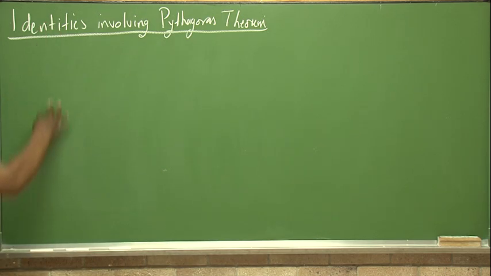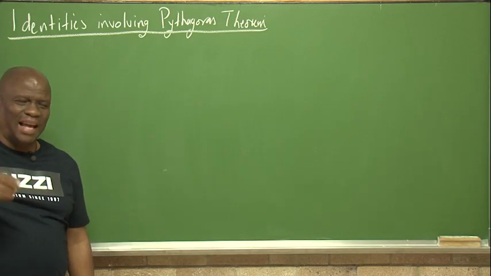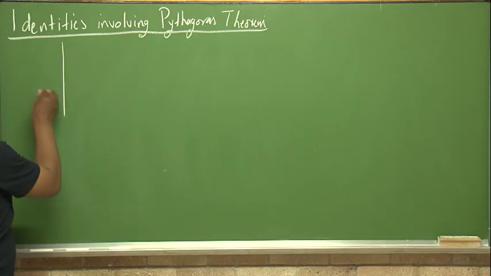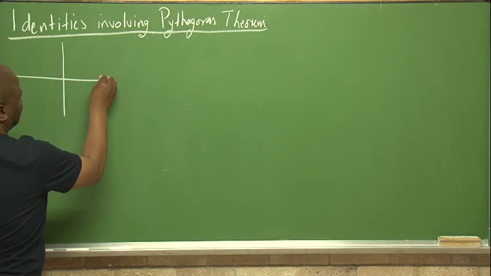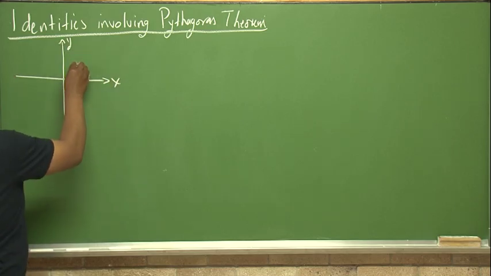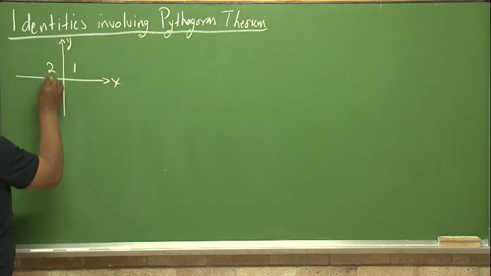For you to be able to answer this section, you must be familiar with the CAST diagram. Let me remind you about the CAST diagram. You have a Cartesian plane. These are the x-axis, the y-axis, in the first quadrant, the second quadrant, the third quadrant, and the fourth quadrant.